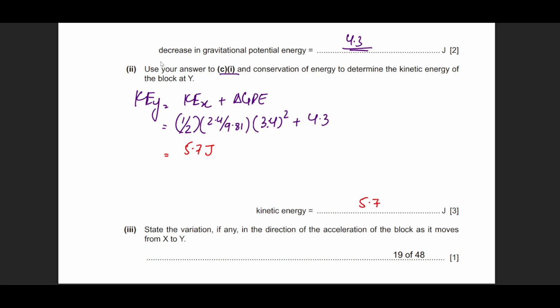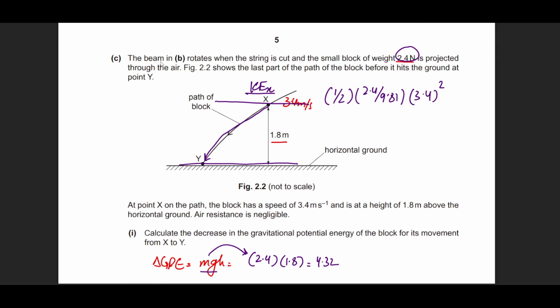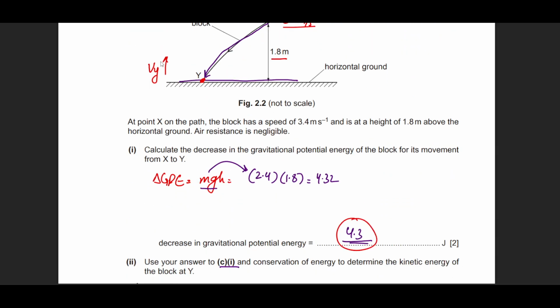Now, just to understand this, since you are adding energy into the system, I can suspect that the velocity at y will be higher than 3.4, because approximately 4.3 worth of gravitational potential energy was invested back into the system, was brought into the system.